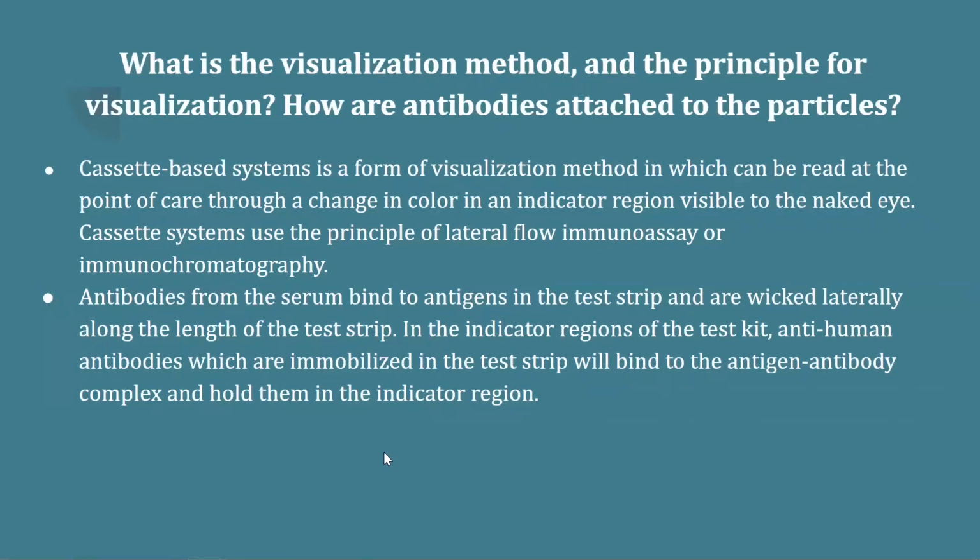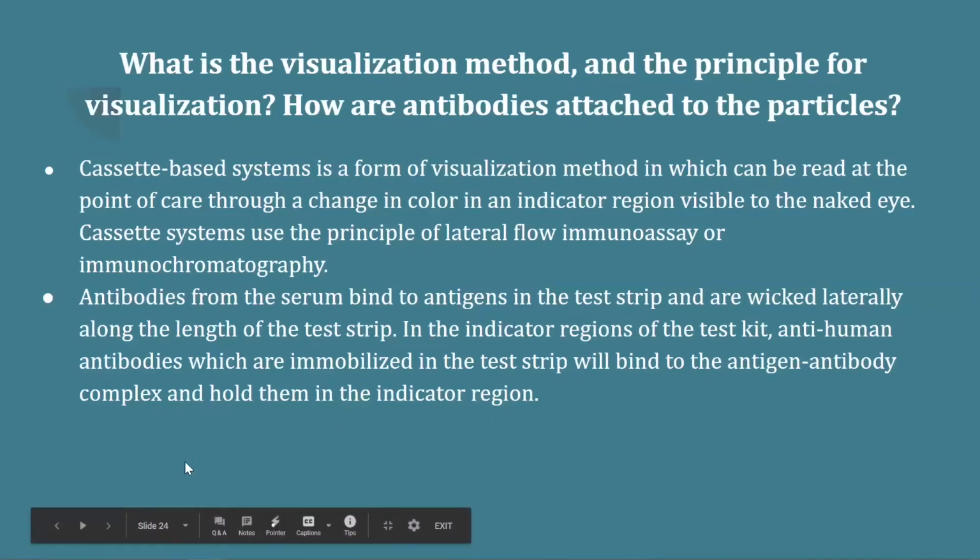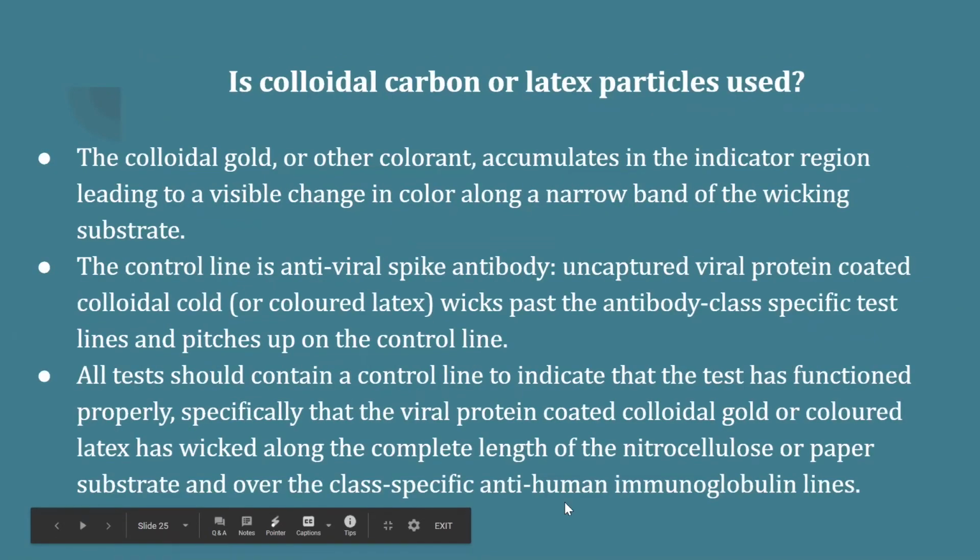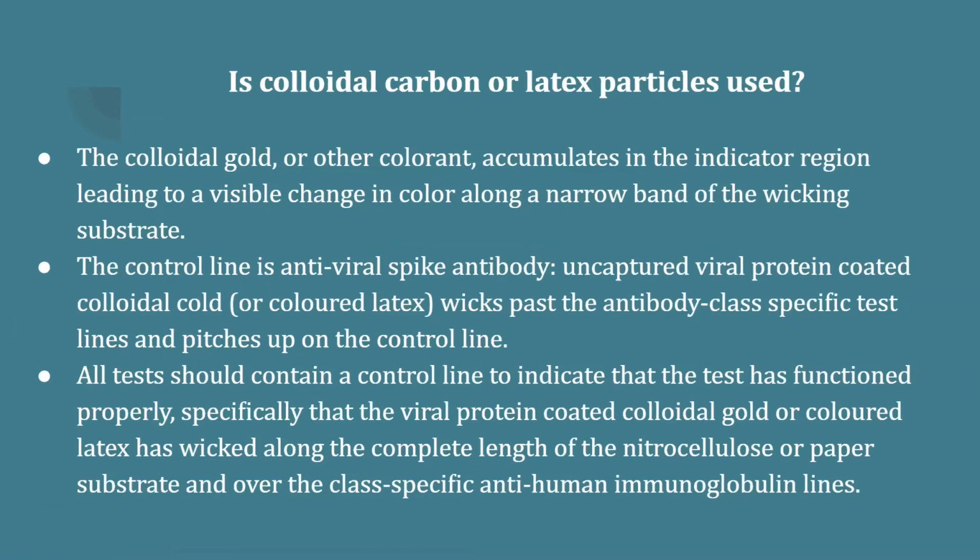Cassette systems use the principle of lateral flow immunoassay or immunochromatography. Antibodies from the serum bind to antigens in the test strip and are wicked laterally along the length of the test strip. In the indicator regions of the test kit, anti-human antibodies, which are immobilized in the test strip, will bind to the antigen antibody complex and hold them in the indicator region. Are colloidal gold or latex particles used? So the colloidal gold or other colorant accumulates in the indicator region, leading to a visible change in color along a narrow band of the wicking substrate.